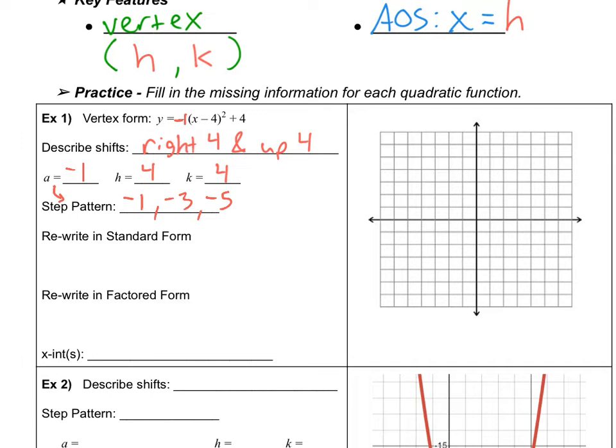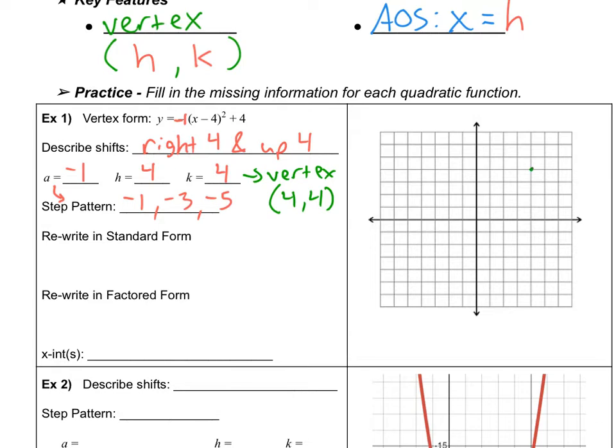All right, so let's plot the vertex. The vertex is where? H, k. We can build the vertex right from those values. The vertex is 4, 4. That makes sense because right 4 and up 4. If I go to the original x squared vertex, 0, 0, right 4, up 4 is my new direction to the new vertex of 4, 4.